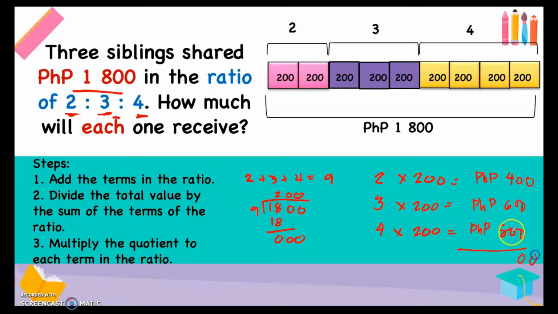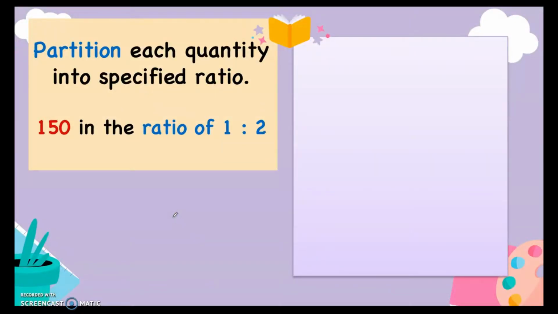So we have 0, 0, 4 plus 6 plus 8. We have, yes, so it's correct. Okay, so how much will each one receive? The first sibling will receive 400 pesos, the second sibling will receive 600 pesos, and the third sibling 800 pesos. Let's have more examples.